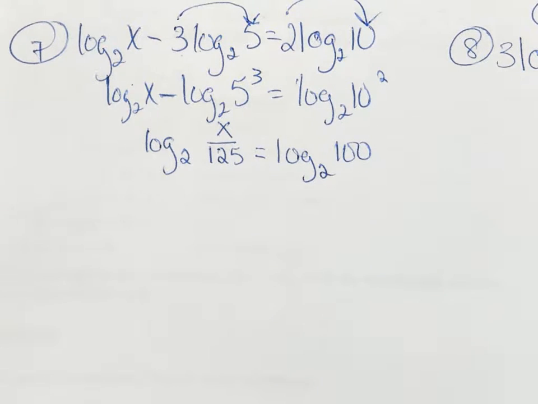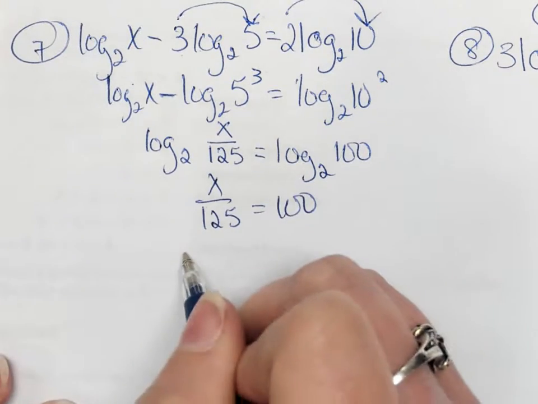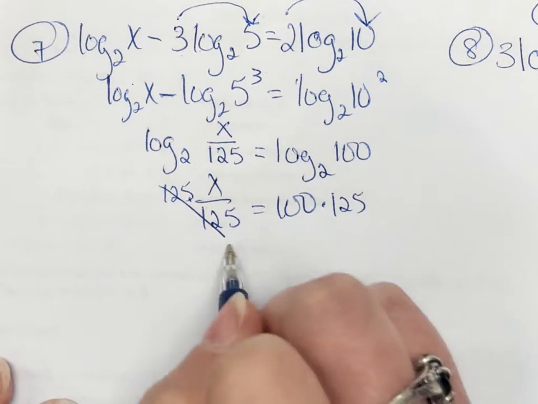I got one log on both sides. What can I do when I have a log on both sides? There you go. And how can I solve that? 125. And you should have gotten a pretty big number, but it's okay.